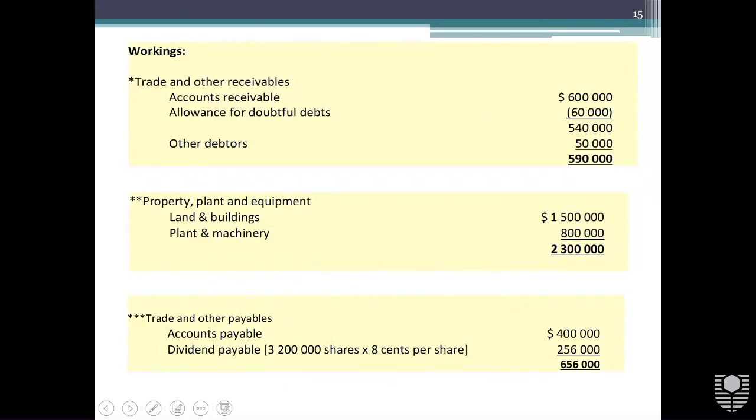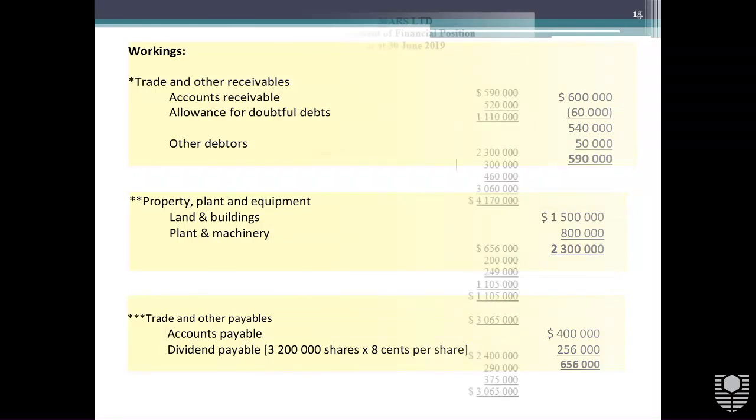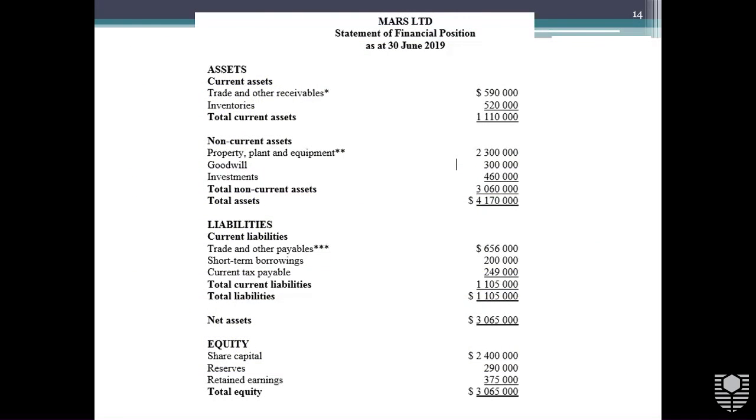So property, plant and equipment, we've got land and buildings there, 1.5 million. Plant and machinery, 800,000. They were all net. If they weren't net, you'd have to have the asset minus the accumulated depreciation. All right. So we've got 2.3 million there. All right, we've got goodwill, net of impairment of 300,000.